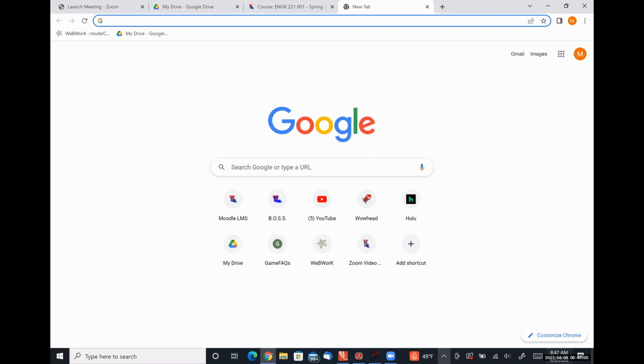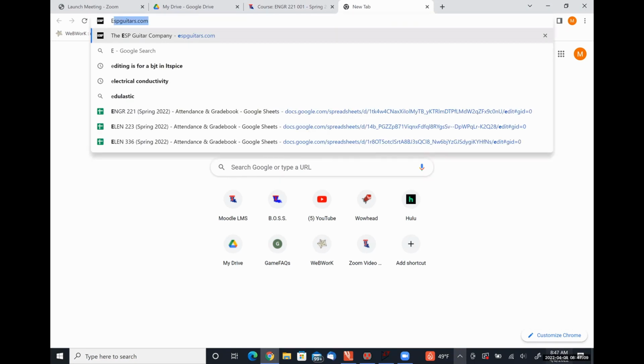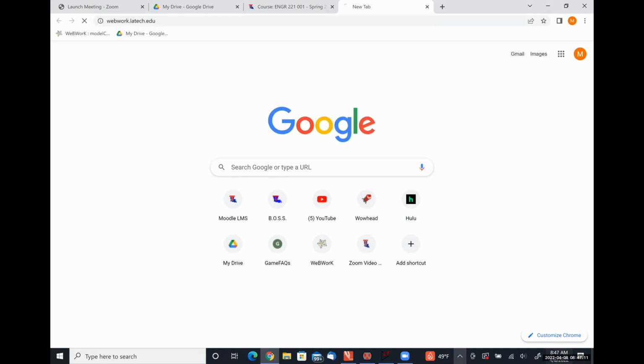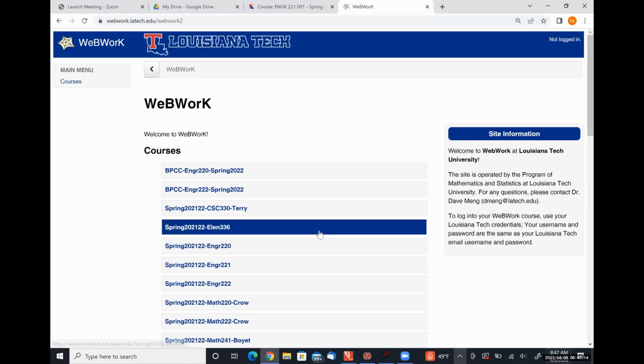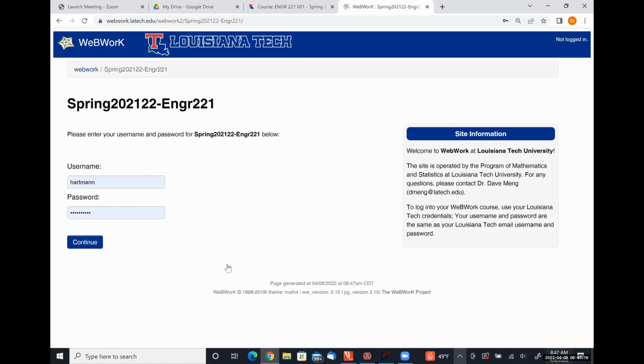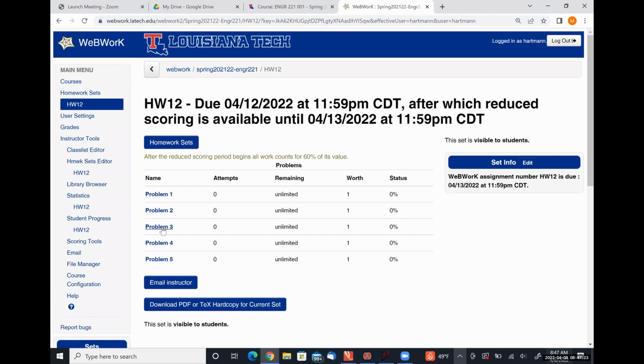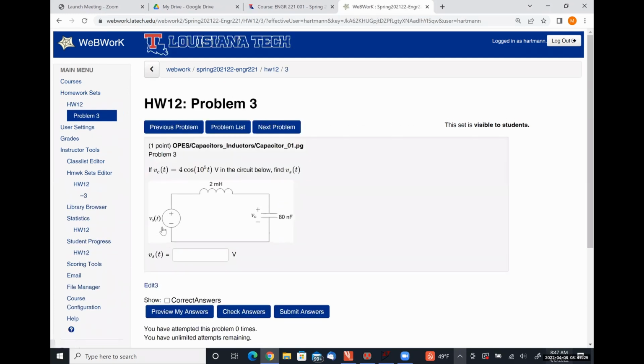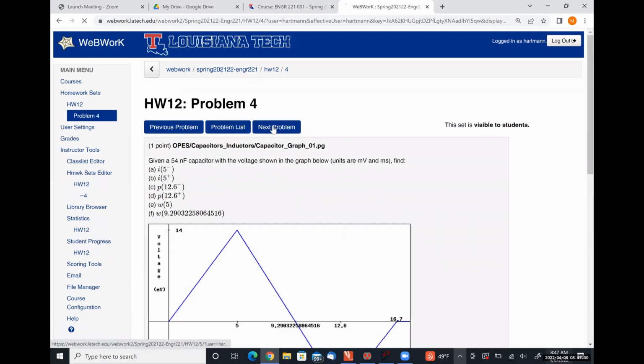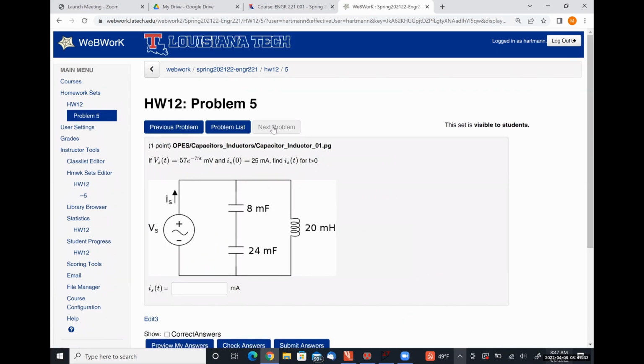Why is my keyboard? So homework 12, I think it's problem 3. It is not, although this isn't a bad one to look at either. This is the one. Homework 12, problem 5. All right.